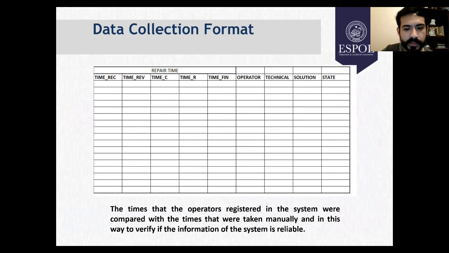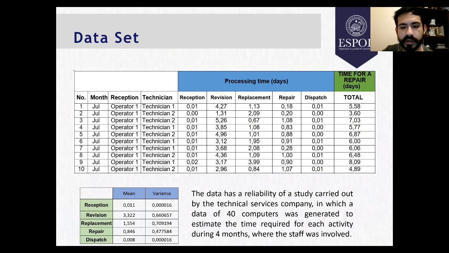The times that operators registered in the system were compared with the times that were taken manually, in this way verifying whether the information of the system is reliable. The data has reliability from a study carried out by the technical service company, in which data from 40 computers was generated to estimate the time required for each activity during 4 months, where the staff was involved.